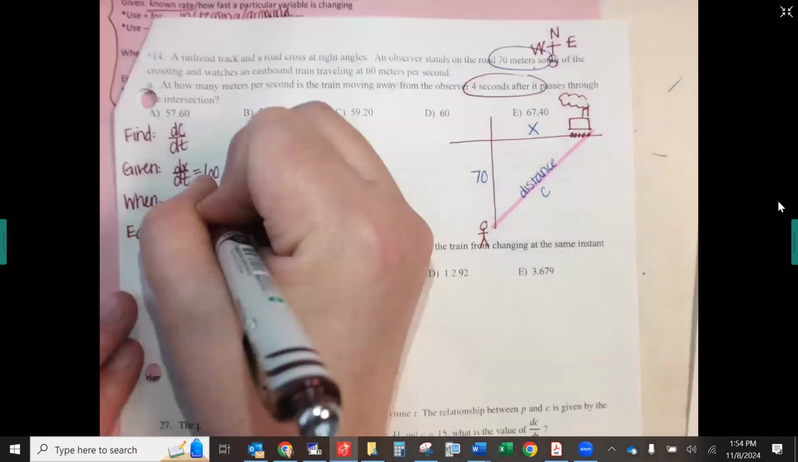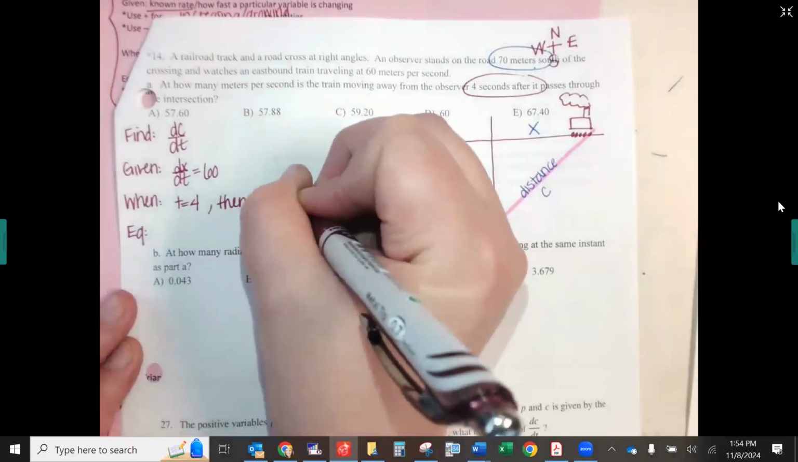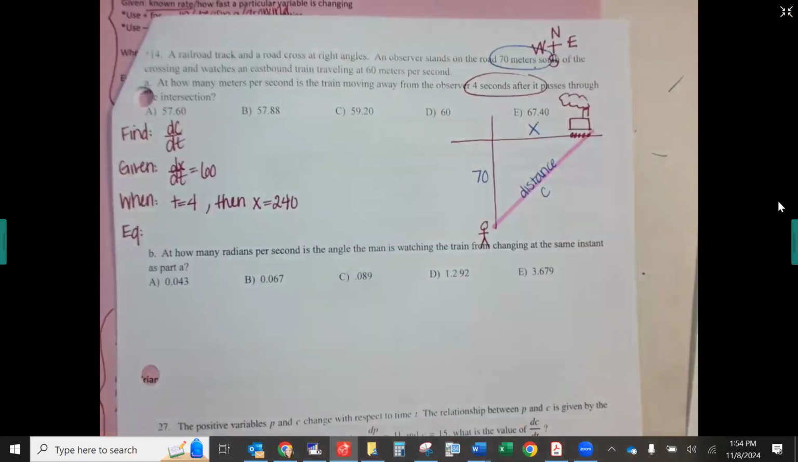So I'm going to put then x equals 240. Okay, think about that one more time. You know how fast it's going per second, then you would times it by 4 to see how many would go. It'd go 60 in the first second, 60 more, 60 more, 60 more for all 4 seconds.